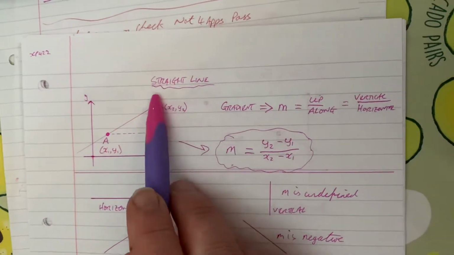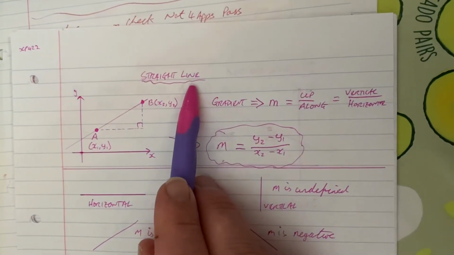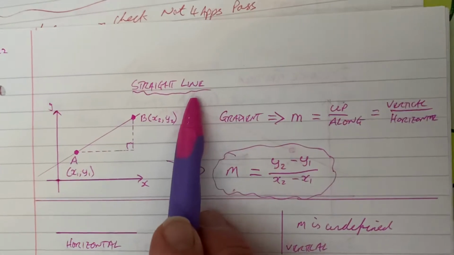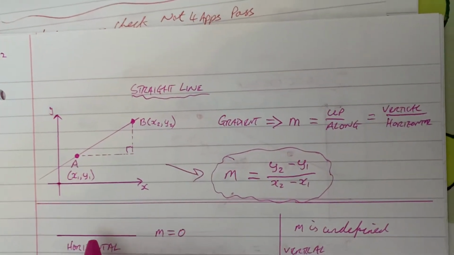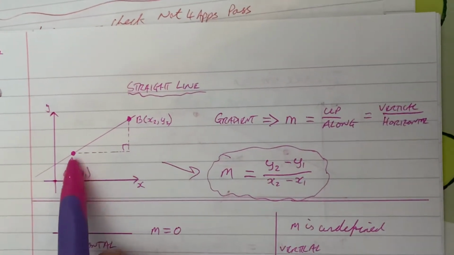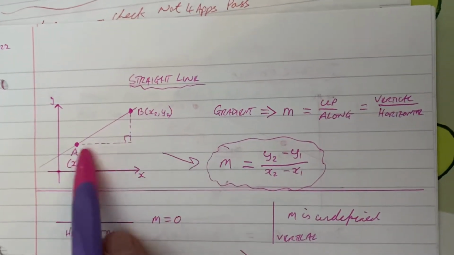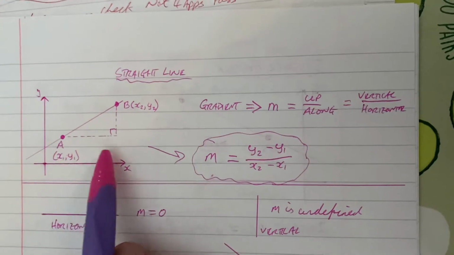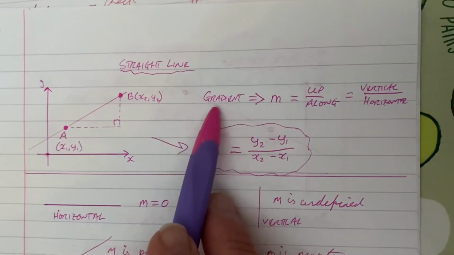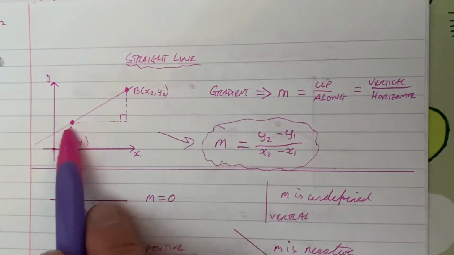Okay, Higher this week. We're going to be looking at the straight line. Now a lot of the first couple of weeks will be revision from what you did in National 5. So here we've got our 2 points, x1, y1, x2, y2. We've made our right angle triangle. So what we're doing is we're looking at the gradient, or the slope, or the steepness of this line.